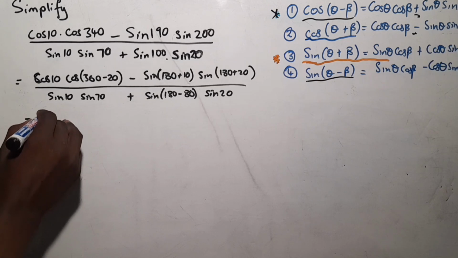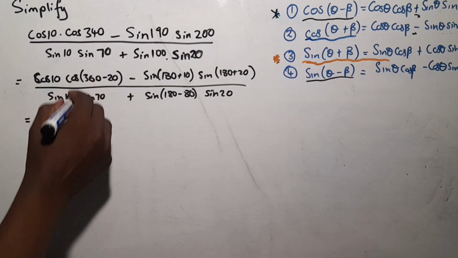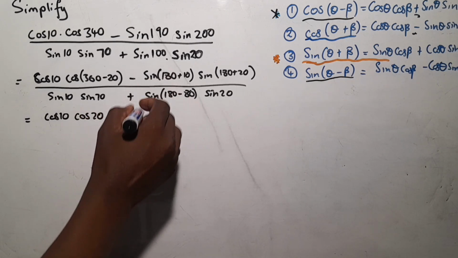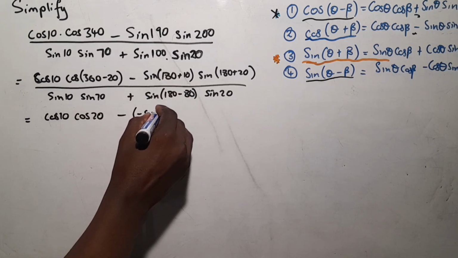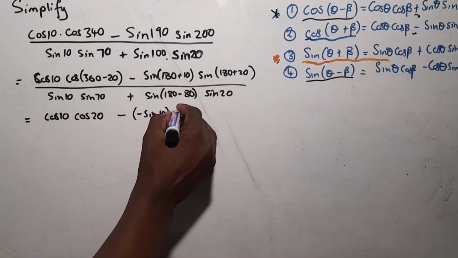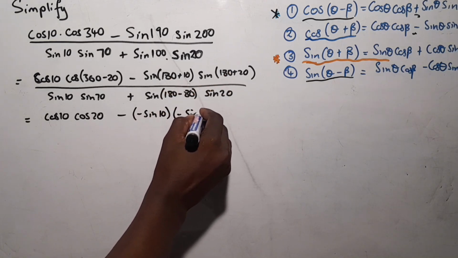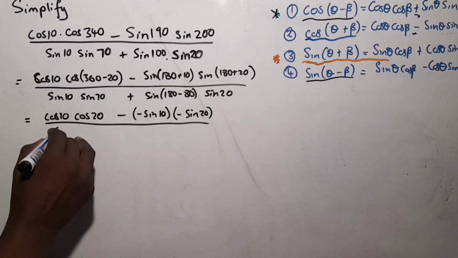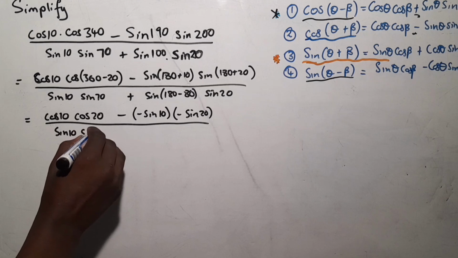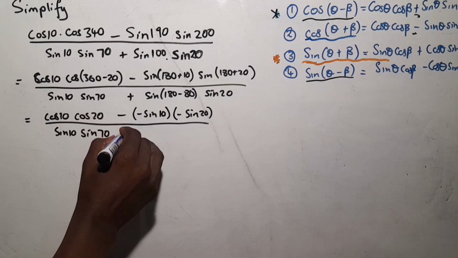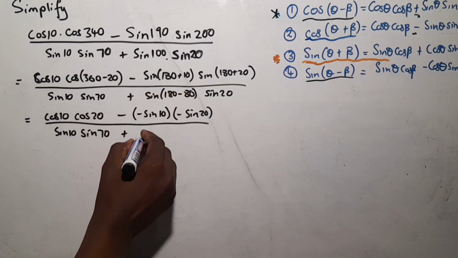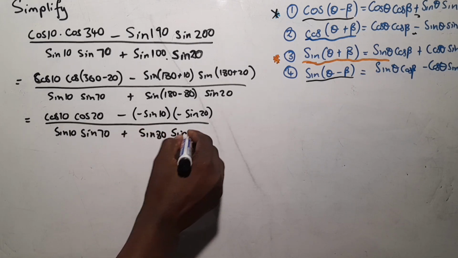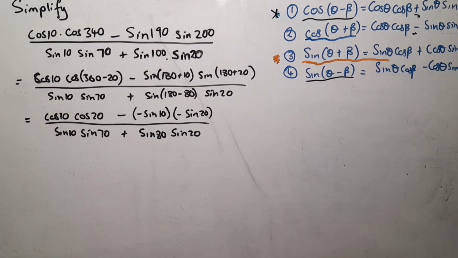So this will be equivalent to cos of 10, and this will just give us cos of 20 minus, and this will give us negative sine 10. Also this will give us negative sine of 20 all over, and this is sine of 10, sine of 70, and then plus this will be sine of 80 and sine of 20, like that, right?